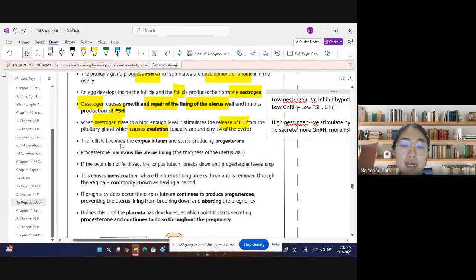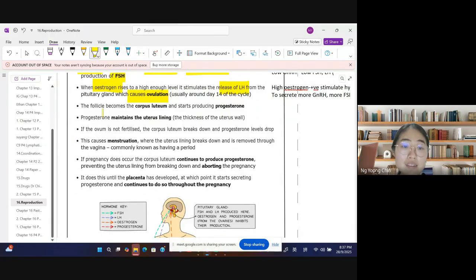So the follicle becomes the corpus luteum and starts producing progesterone. Progesterone will help to maintain the uterus lining and the thickness of the wall. If there is no ovum being fertilized, the corpus luteum will break down and progesterone levels drop. This will cause menstruation, shedding of the uterus lining. So they will have a period, which is bleeding. If pregnancy occurs, it will continue to produce progesterone, so it will prevent the uterine lining from breaking down and prevent abortion.